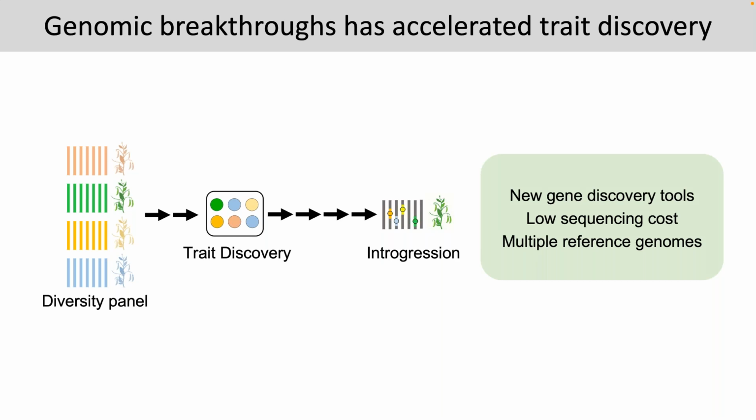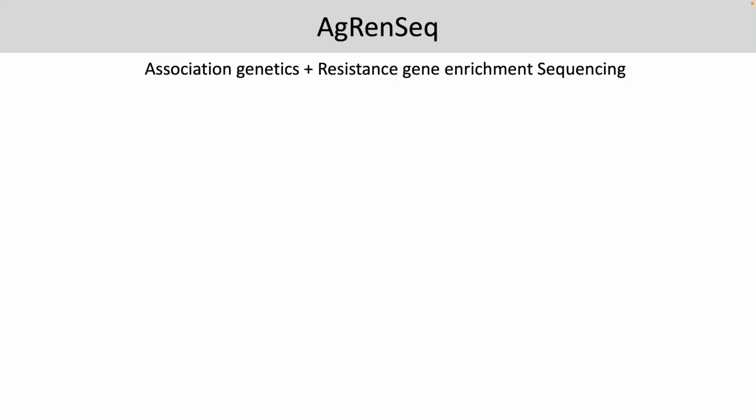With the recent breakthroughs in sequencing technologies, particularly in terms of cost reduction and the development of novel genomic tools, we can now rapidly clone multiple resistance genes in a reasonable time frame and deploy them in stacks to achieve resistance, which is considerably more durable in field conditions. One such method is using RenSeq in combination with association genetics.